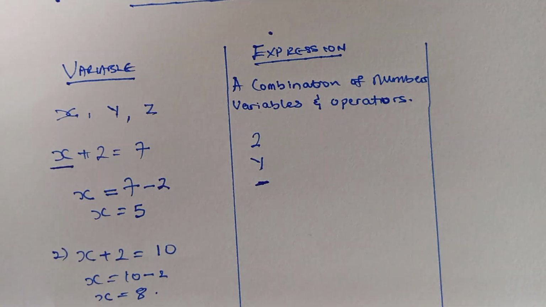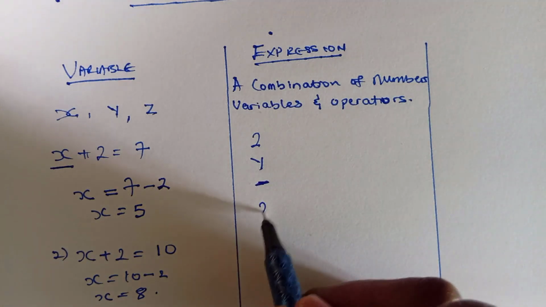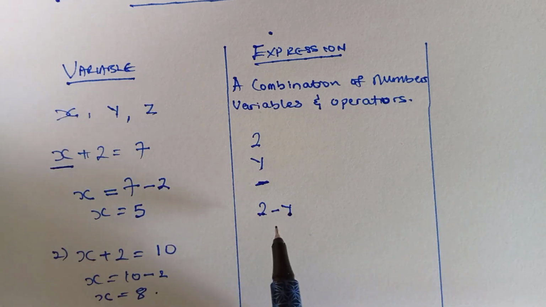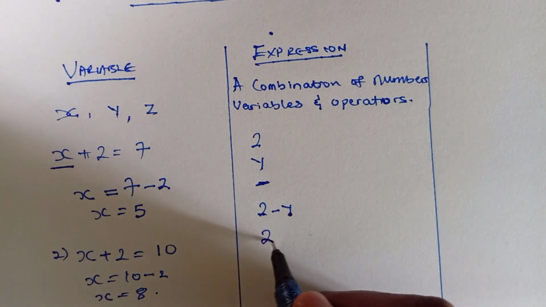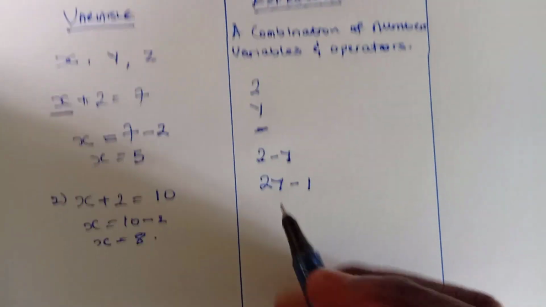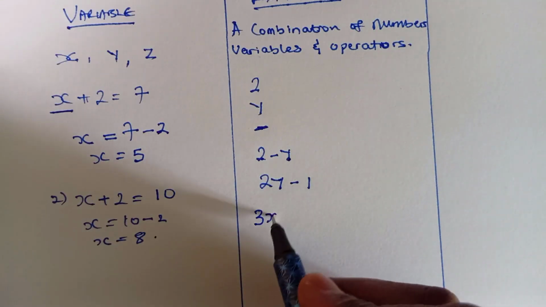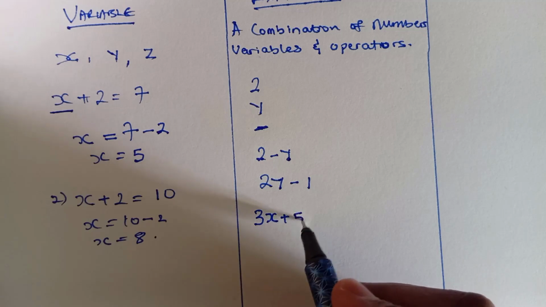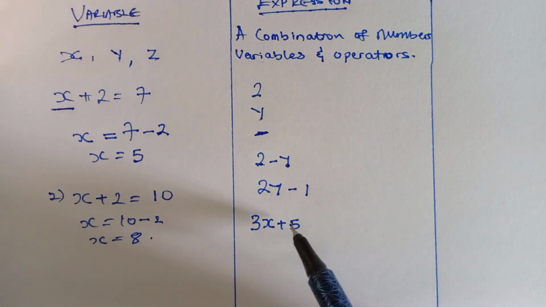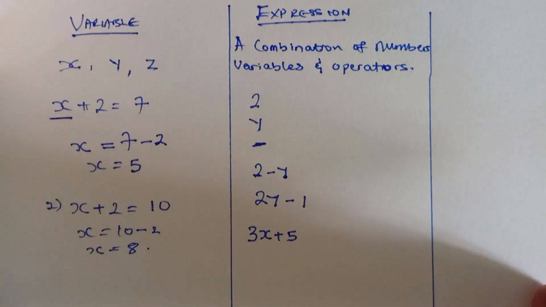So let's see what it really means. So we can say 2 minus y. This is an expression. We can have 2y minus 1. This is an expression. We can have 3x plus 5. This is also an expression, but it does not have an equal sign. So the difference here is that it is a combination of numbers, variables, and operators. That's what makes it an expression.